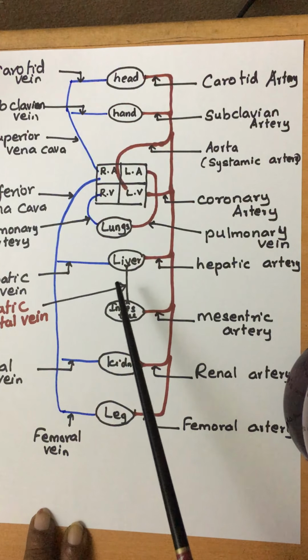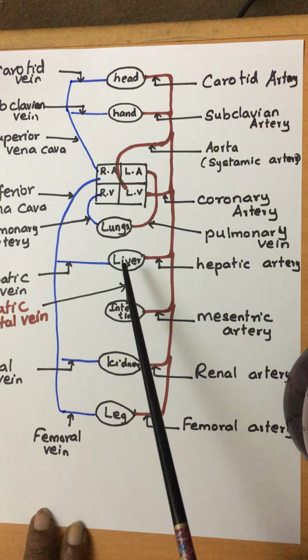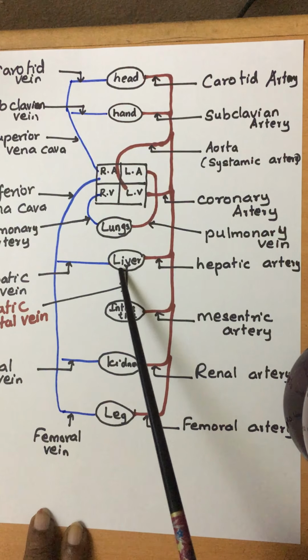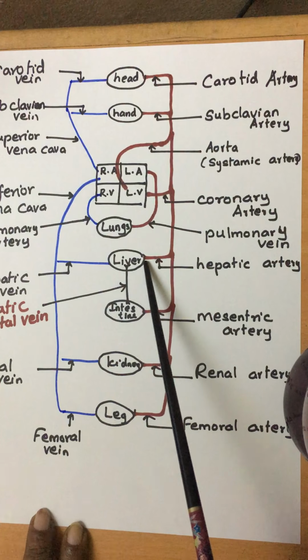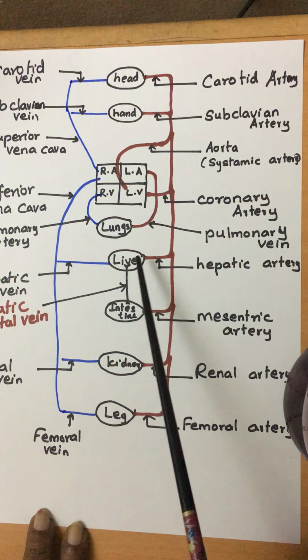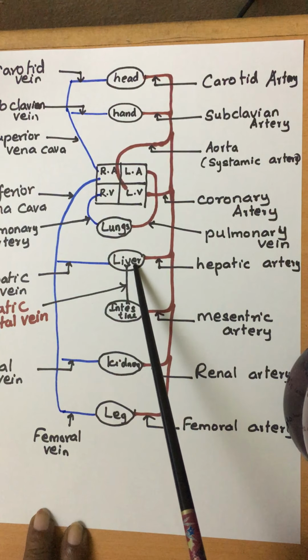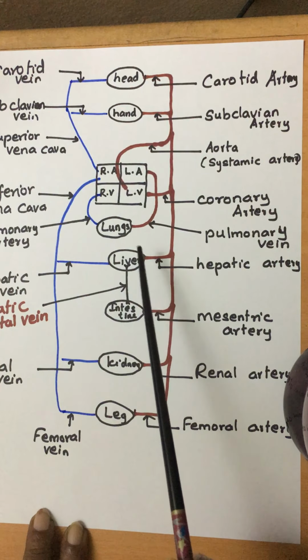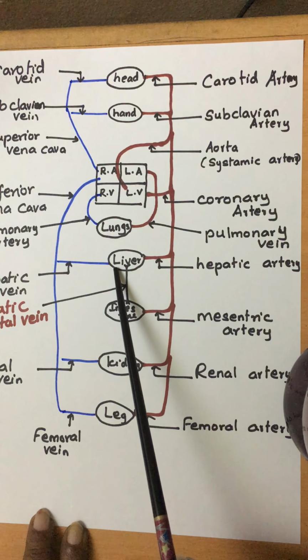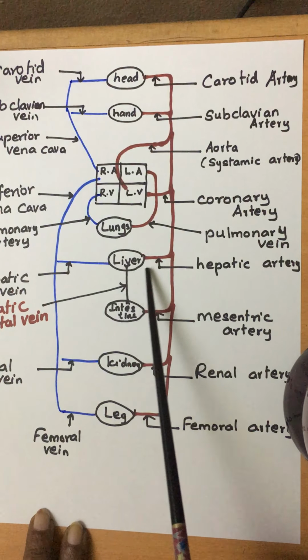At the same time, the excess glucose is converted to glycogen. Glycogen is the storage food. So glycogen is stored in the liver. Whenever the glucose level decreases in the blood, the glycogen is again converted to glucose. So this is done by the insulin hormone.